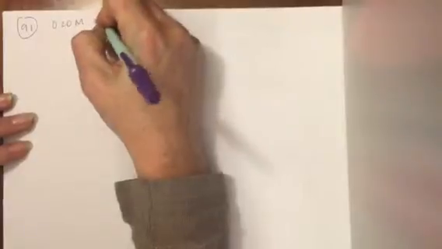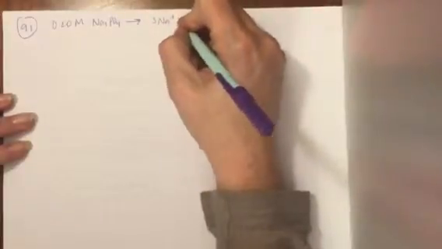molar sodium phosphate. If you have 0.20 molar sodium phosphate, which is a completely soluble salt, it will dissociate into 3 Na plus ions and 1 PO4 3 minus ion. So if the molarity of this is 0.20, this is 0.60, and this is 0.20. We don't care about this, we only care about the phosphate because we're dealing with calcium phosphate solution.